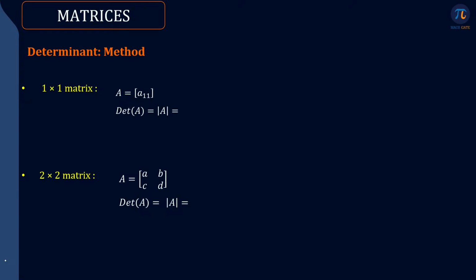Determinant of a 1 by 1 matrix is the element itself. If it is a 2 by 2 matrix, please note it is not absolute value, it is determinant. The determinant is given by AD minus BC.